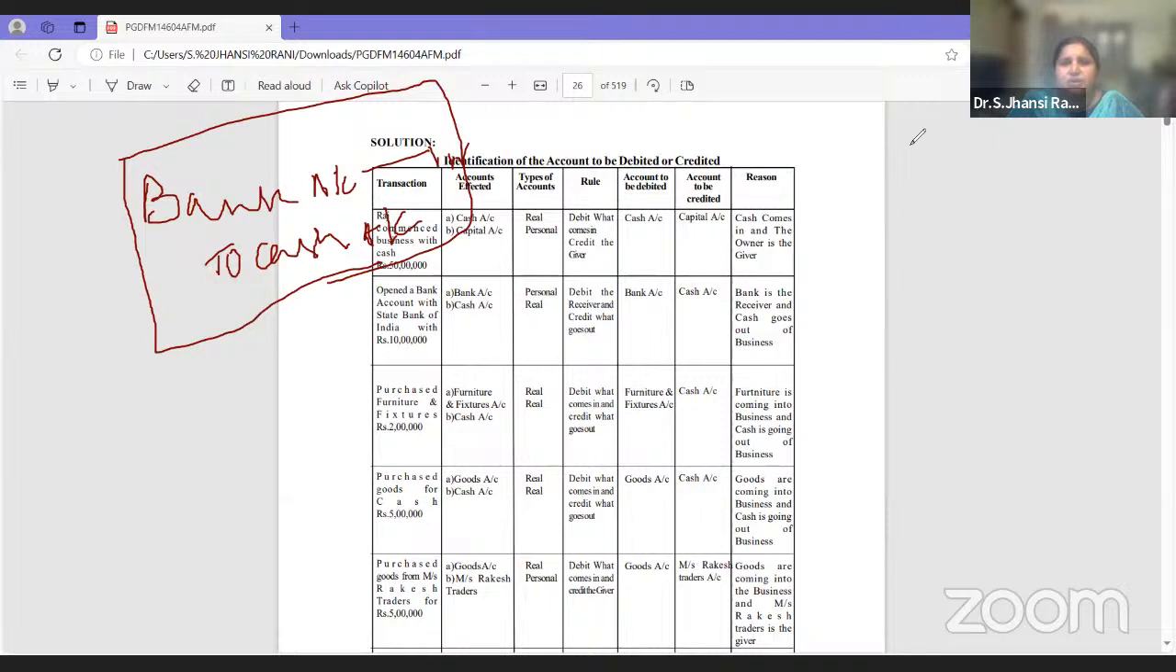Like this we write. That's what they have explained here in this table. So we write the entry like this, not like this. This is given for your explanation, but you have to write bank account debit to cash account. Then comes the next one.